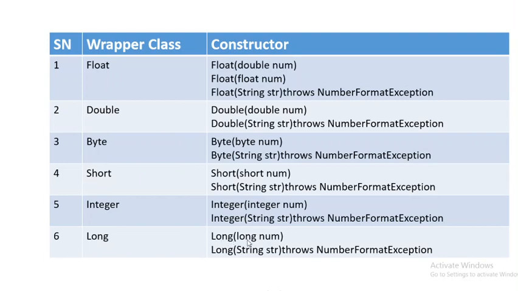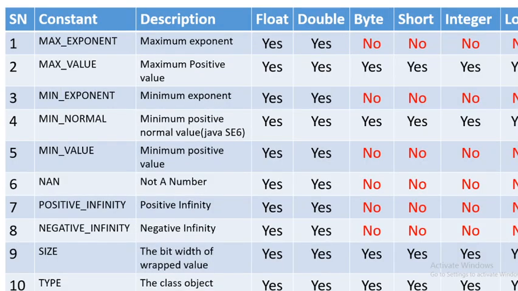Long. An object of the Long class can be constructed by using an argument of type long number, or you can provide any string. While writing a string over here, you have to take care that it can be converted into a long number, otherwise it will throw NumberFormatException. So these are the constructors and their meanings for the Float, Double, Byte, Short, Integer and Long wrapper classes.